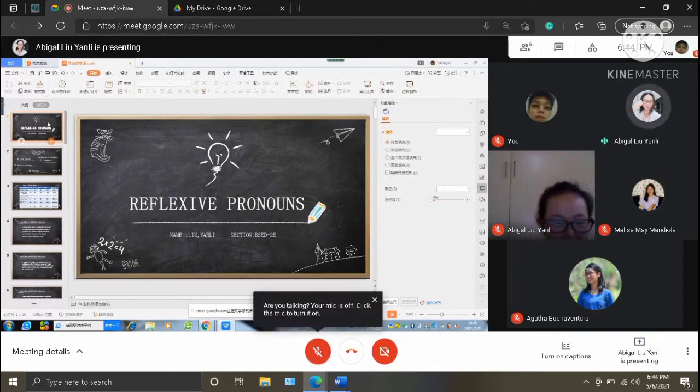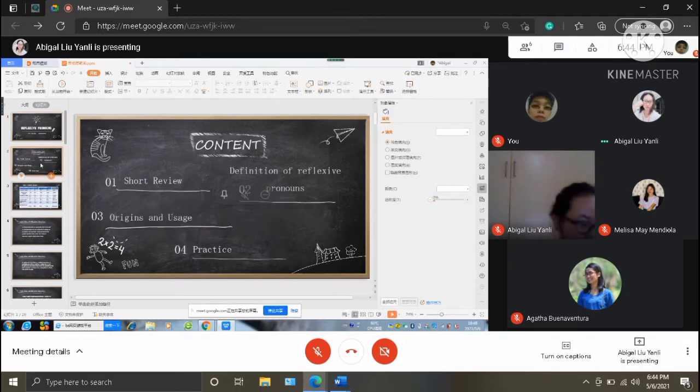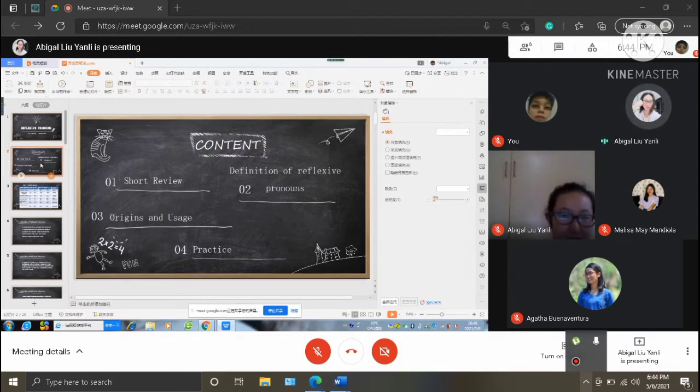So this time we will learn reflexive pronouns. First, we will see the context. First, we have a short review, and second, the definition of reflexive pronouns. Third, origin and usage. Fourth, we will have a practice.